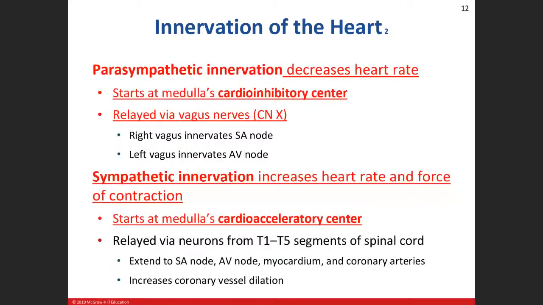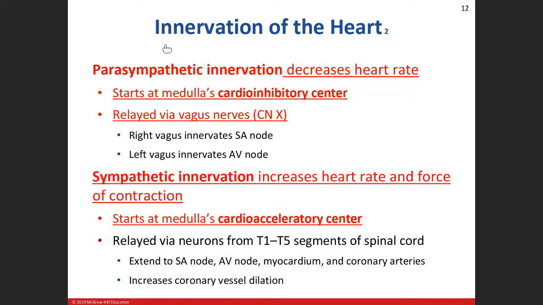So that means a lot of it is important, okay? So let's talk about both divisions of our autonomic nervous system. We start off with the easier one. Parasympathetic innervation is going to decrease the heart rate. That's it. It does not influence the force of contraction. It just influences the rate at which the heart is going to beat. So it's responsible for influencing the cardioinhibitory center.